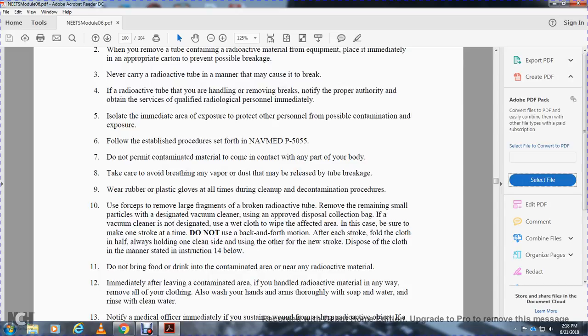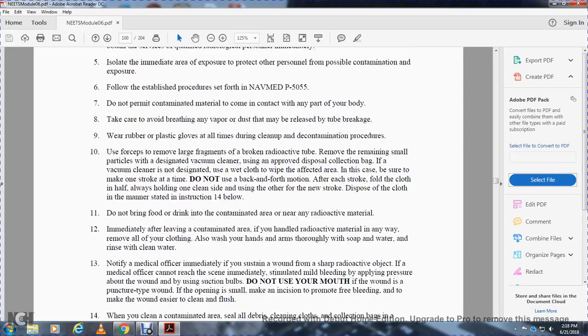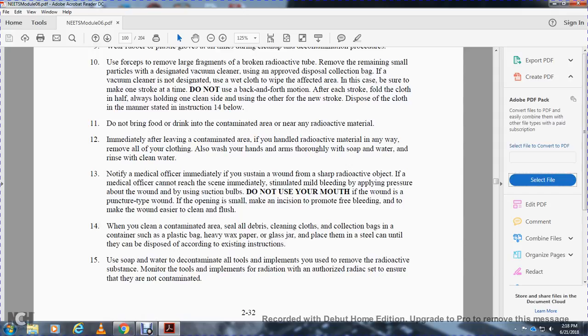Use a designated vacuum cleaner with an approved disposable collection bag. If a vacuum cleaner is not designated, use a wet cloth to wipe the affected area. In this case, be sure to make only one stroke at a time. Do not use a back and forth motion. Lift each stroke with the flow. Fold the cloth in half to always hold one clean side for each new stroke, in the manner stated in instruction 14 below.